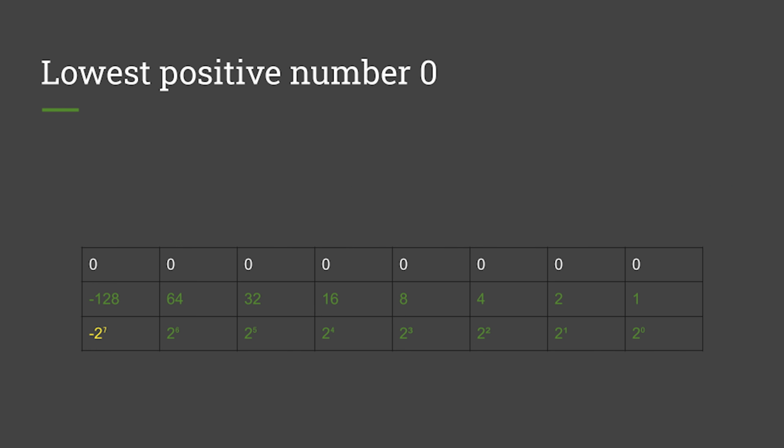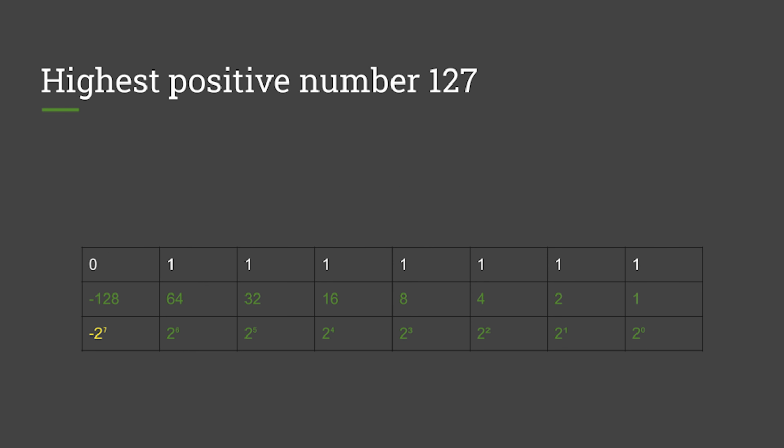Let's quickly also compare this to non-negative numbers. For the lowest non-negative number, we set all the bits to 0, which when we add up all the active numbers, there's none of them, so that value is 0. The highest non-negative number we can get is we set all the bits to 1 besides the leftmost bit, which remains as 0. Adding up all these active bits gives us 127.